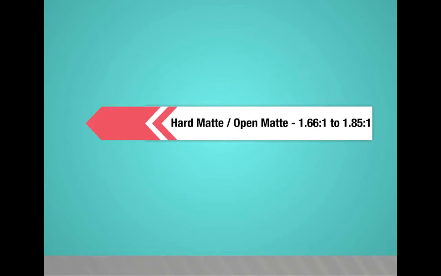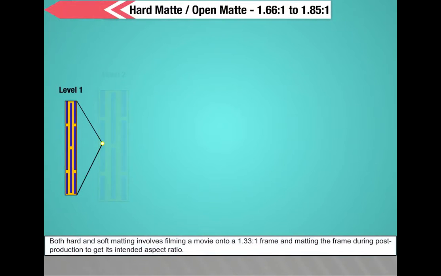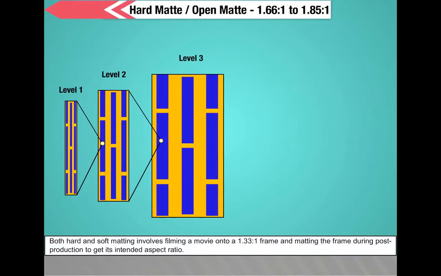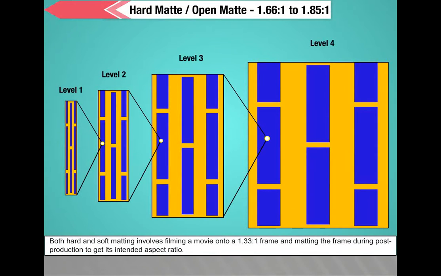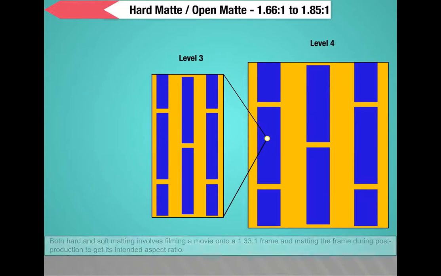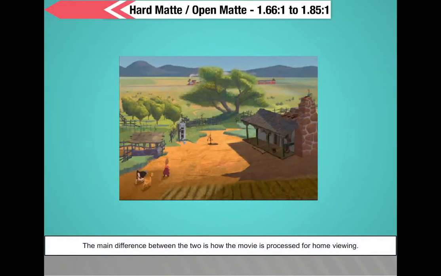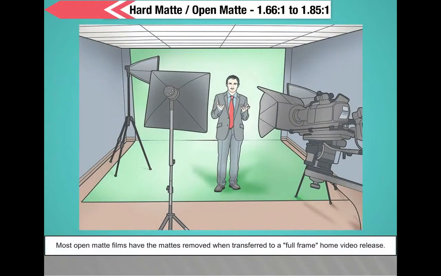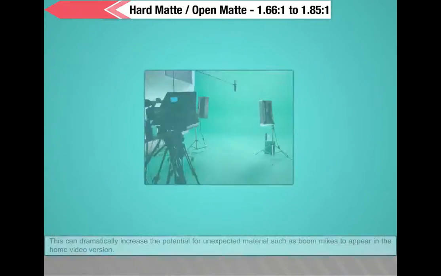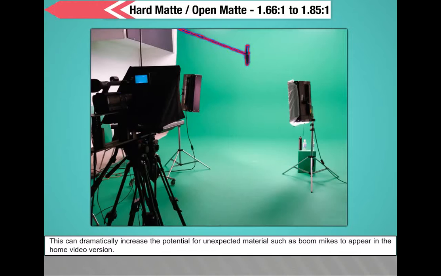Hard matte or open matte, 1.66:1 to 1.85:1. Both hard and soft matting involve filming a movie onto a 1.33:1 frame and matting the frame during post-production to get its intended aspect ratio. The main difference between the two is how the movie is processed for home viewing. Most open-matte films have the mattes removed when transferred to a full-frame home video release. This can dramatically increase the potential for unexpected material such as boom mics to appear in the home video version.